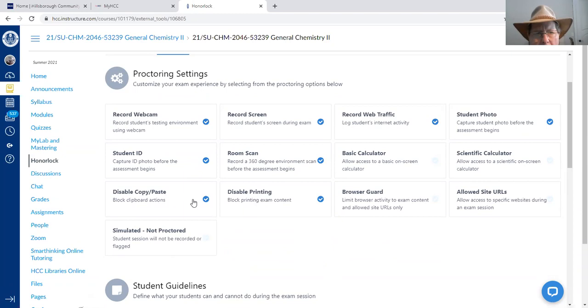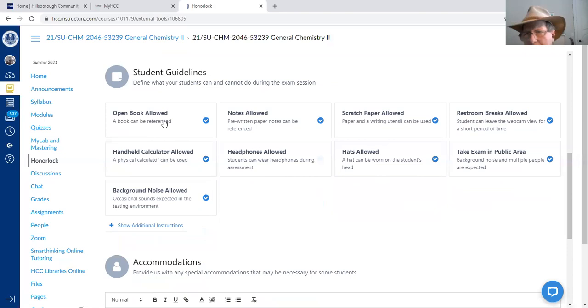You're not allowed to copy and paste, and you're not allowed to print. This would allow me, if I wanted you to access a website, to do that. It's not allowing you to do it. Open book, clearly marked. You're allowed to have previous notes. You're allowed scratch paper. You're allowed to go to the bathroom if you want. You're allowed your own calculator.